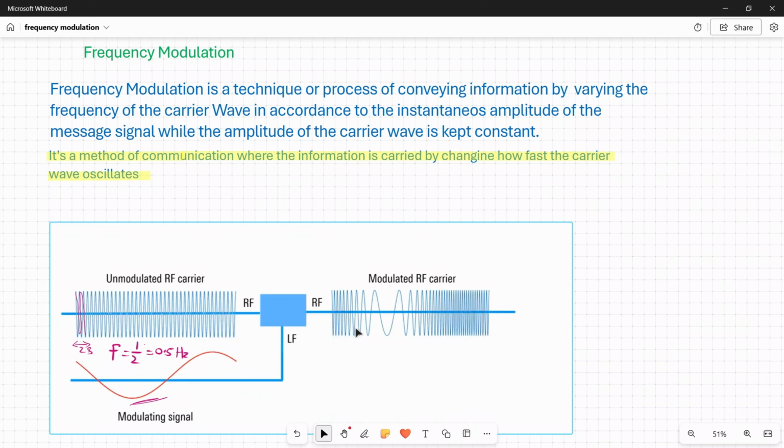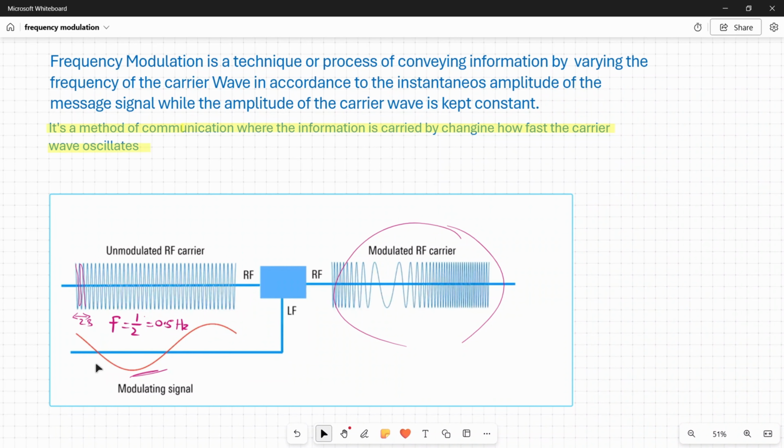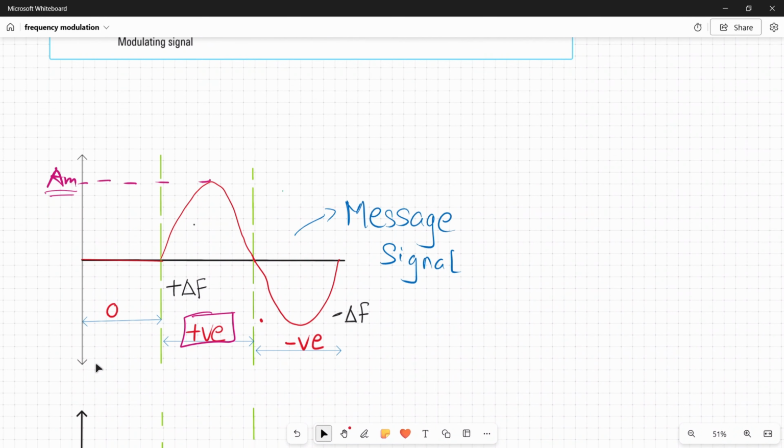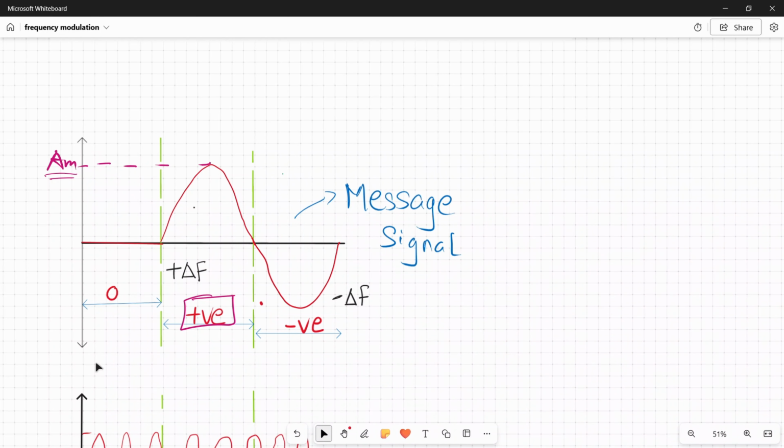So that's why the modulated signal here looks a bit different from the unmodulated RF carrier. As the amplitude of the message signal increased, the frequency of the carrier signal increased as well. And as the amplitude of the message signal decreased, the frequency of the carrier signal also decreased. I have a better diagram here that really communicates that thought.